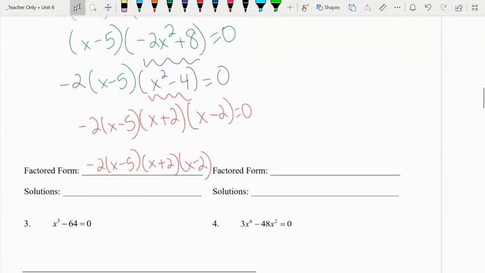As we know, this -2, if we do -2 equals 0, that really doesn't mean anything. Yes, if that was our only answer, that would mean we would have no solution, but we have all these other solutions to worry about. So if we set x minus 5 equal to 0, we would get a positive 5. X plus 2 would give me a -2, and x minus 2 would give me a positive 2.